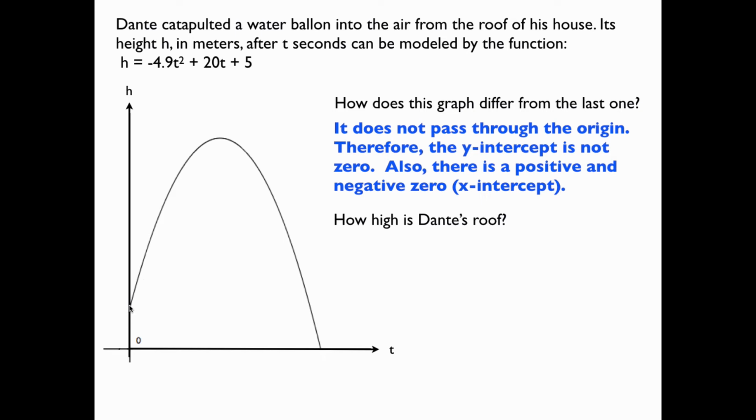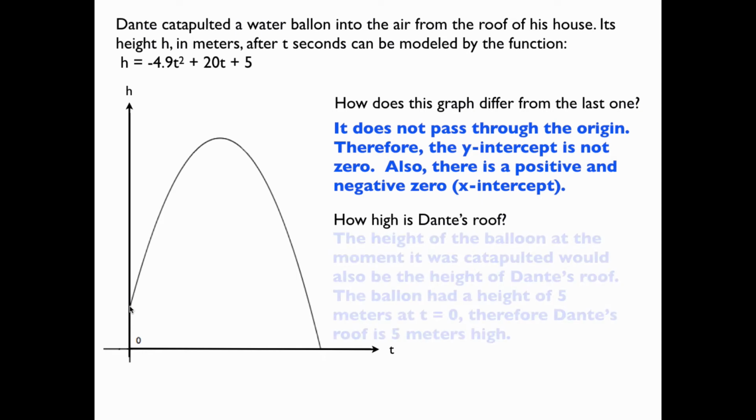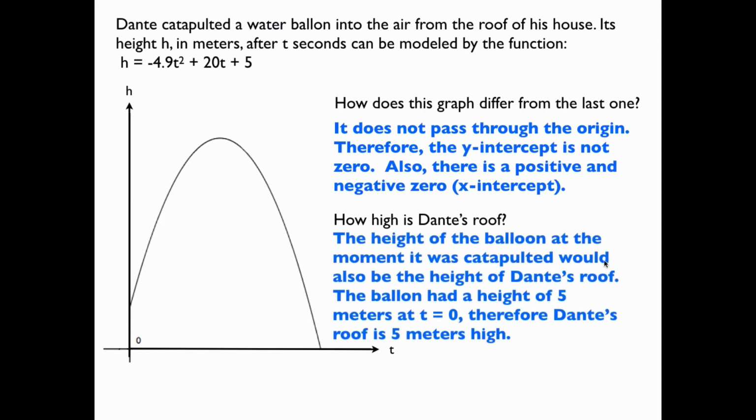Looks like Dante's balloon started to move up right about here. And what do we call that point? The y-intercept. So if we find the y-intercept, we find where the balloon was when it was catapulted, and we can find the height of Dante's roof. So the height of the balloon at the moment it was catapulted would also be the height of Dante's roof. The balloon had a height of 5 meters at t equals 0, and therefore Dante's roof is 5 meters high.